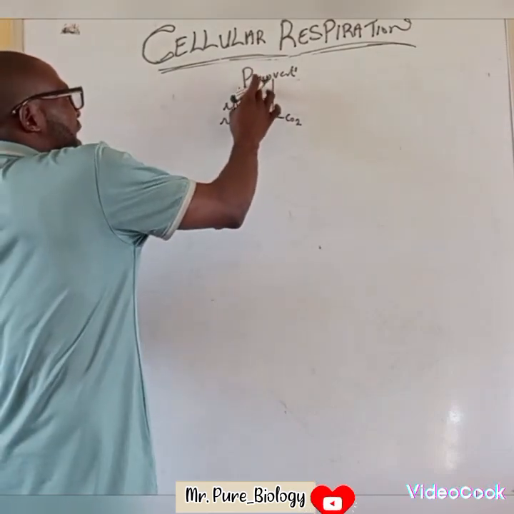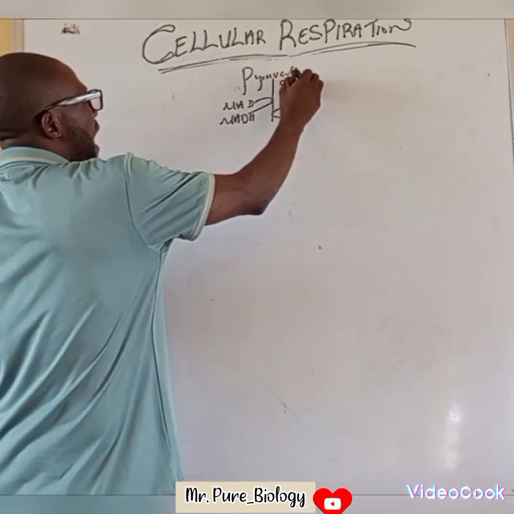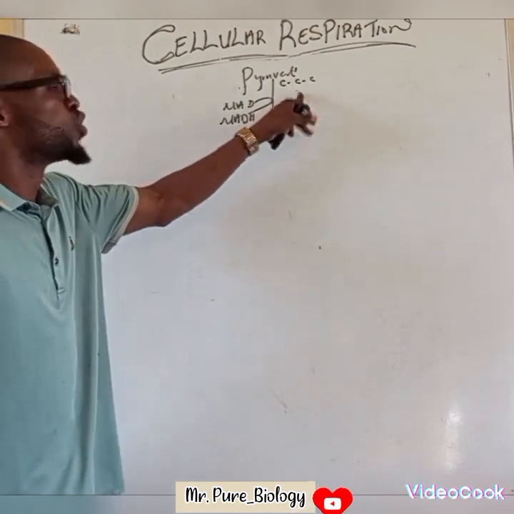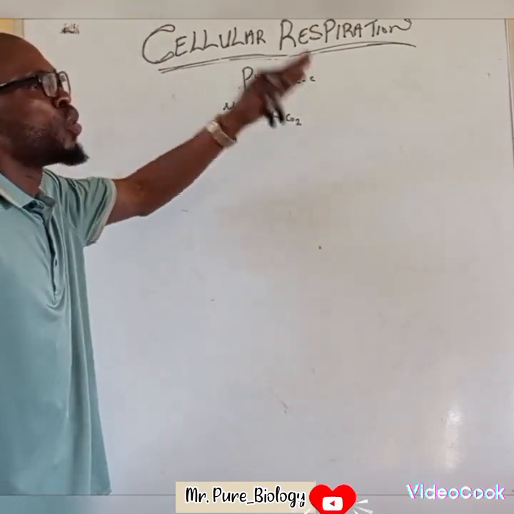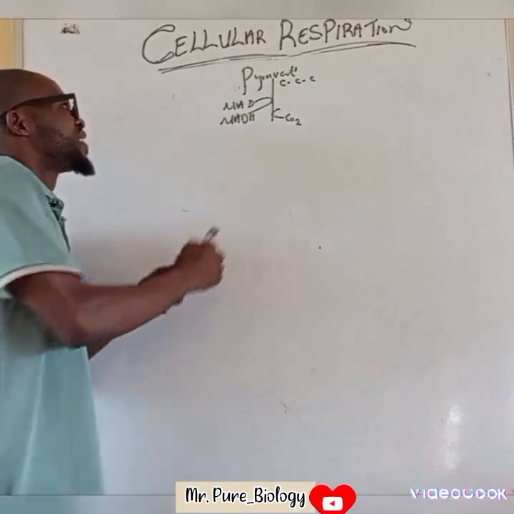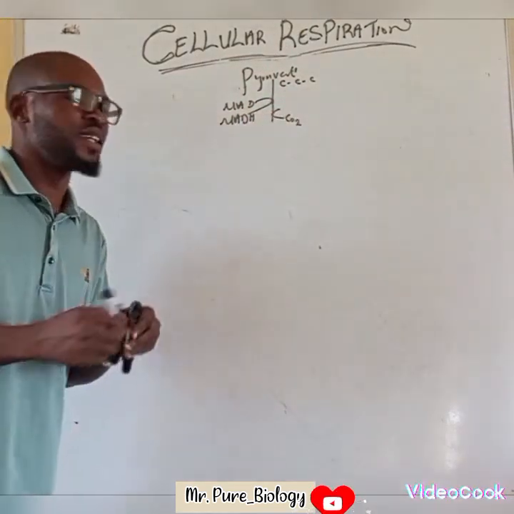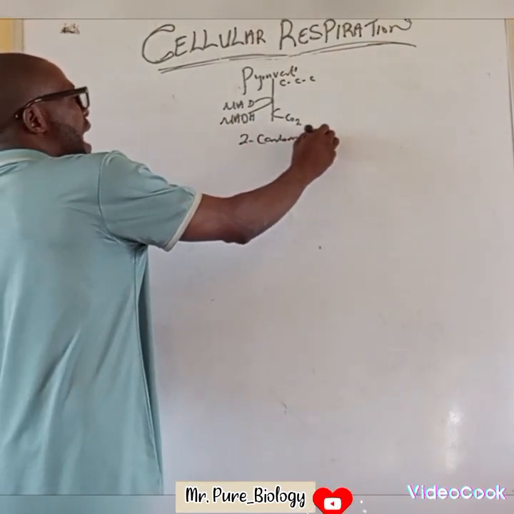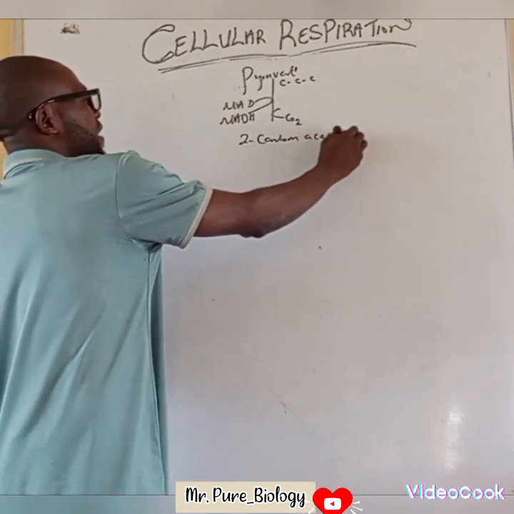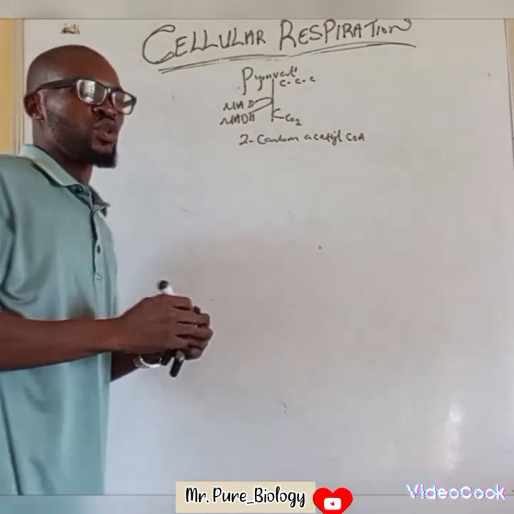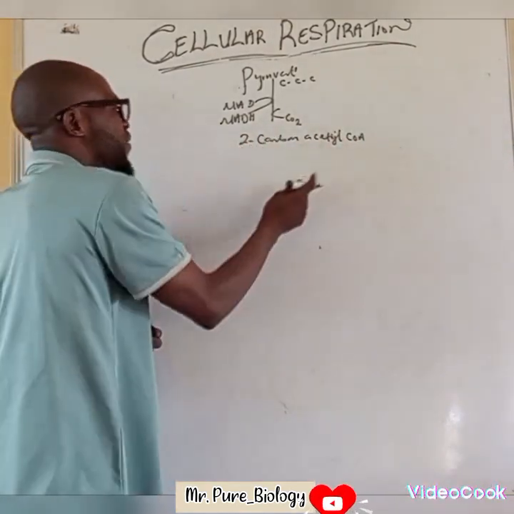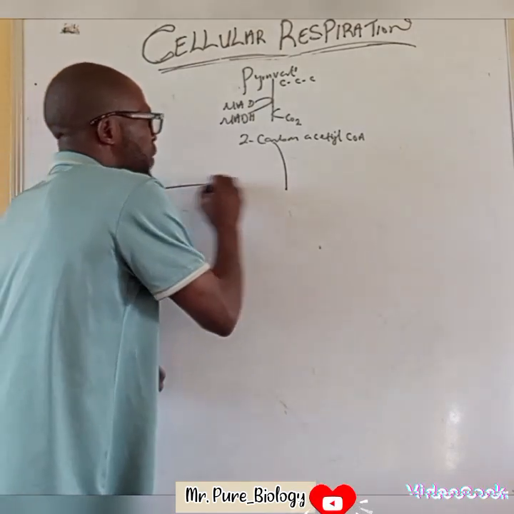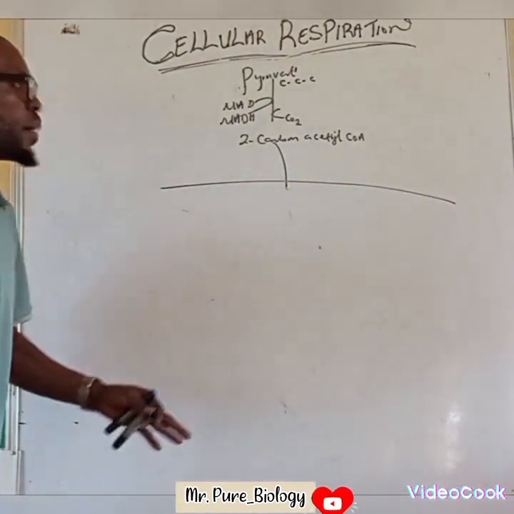We shouldn't forget that pyruvate is a 3-carbon acid. Once a carbon is lost, it's going to remain 2 carbon, and we call it 2-carbon acetic acid. It is the one that will now react with enzyme CoA to form 2-carbon acetyl-CoA. That is what is going to form. It is this 2-carbon acetyl-CoA that will now enter into Krebs cycle. So here the journey of Krebs cycle begins.